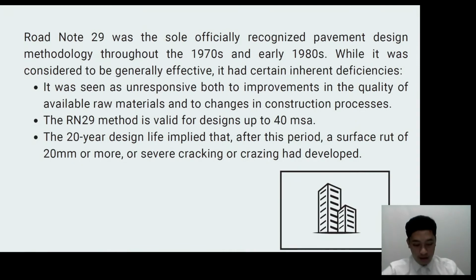Road Note 29 was the sole officially recognized pavement design methodology throughout the 1970s and early 80s. While it was considered to be generally effective, it had certain inherent deficiencies. It was seen as unresponsive both to improvements in the quality of available raw materials and to changes in the construction processes.